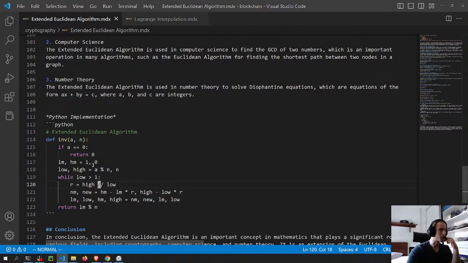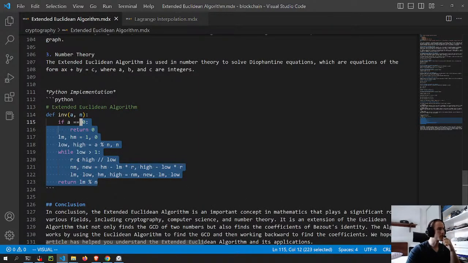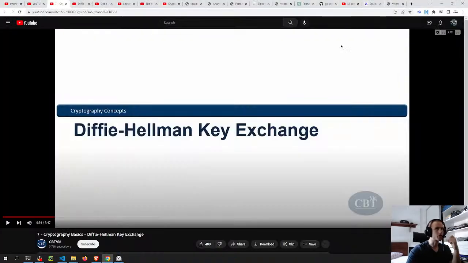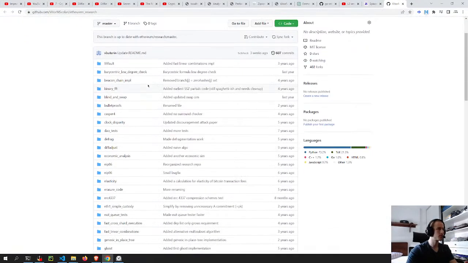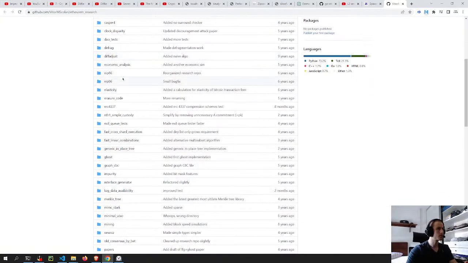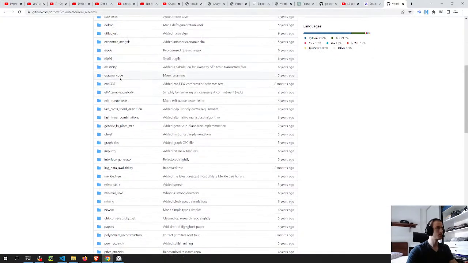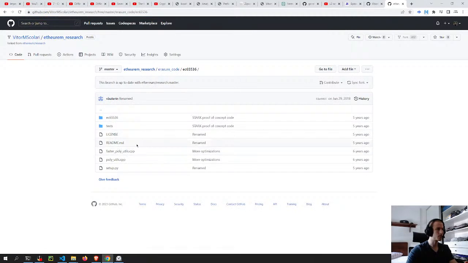So this is the algorithm that I want to understand. And I don't remember where I got this from. I think it was from the research and it has to do with the cryptography part, but I don't remember which project it is. I think I'm gonna explore the projects that I remember seeing something about.